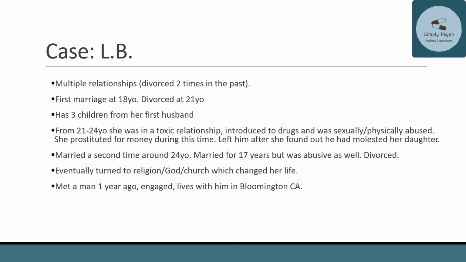She met a man 1 year ago, so this is now going to be 2 years since it was last year. So she met a man about 2 years ago. She's engaged, and she lives in Bloomington, California. She doesn't actually live in Bloomington, California. I had to change the location for her privacy. But she lives out in sort of central Southern California, and it's sort of the eastern part of California.